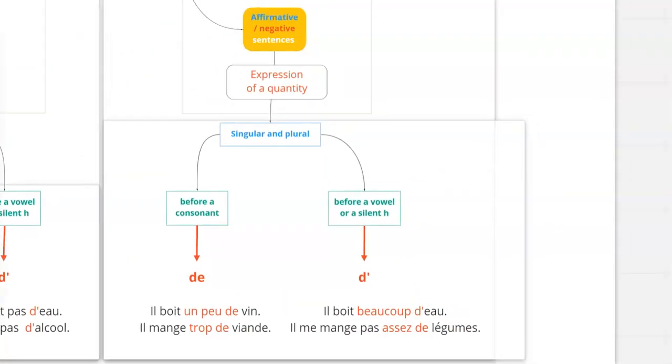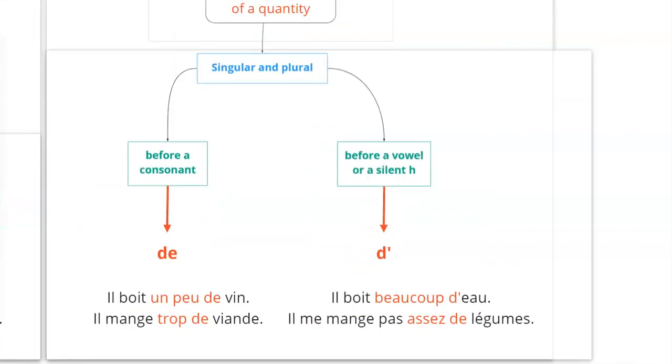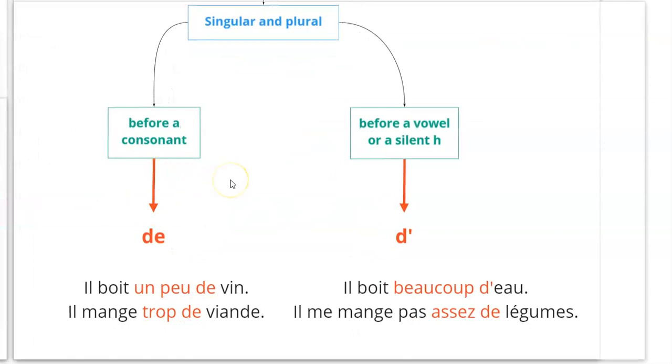Okay. And the third table that we study in this video is about the expression of quantity with some specific expressions. Here I gave you some, but there are many. For example, un peu de, trop de, beaucoup de, assez de, which means enough. Un peu de means little, little wine. He drinks little wine, il boit un peu de vin.